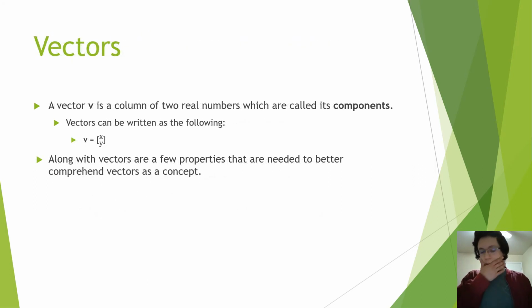Now vectors, as the book states, are a column of two real numbers, both called components, where one is on top and one is on bottom, one representing the x, the other representing the y. It can be written as v equals bracket x over y bracket. Along with these vectors are a few properties that we use to manipulate and to understand vectors in different ways.